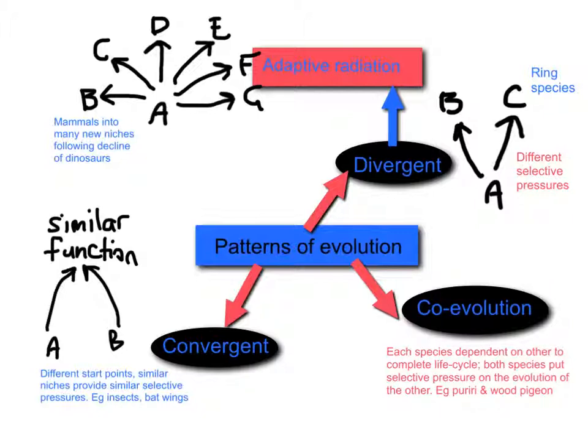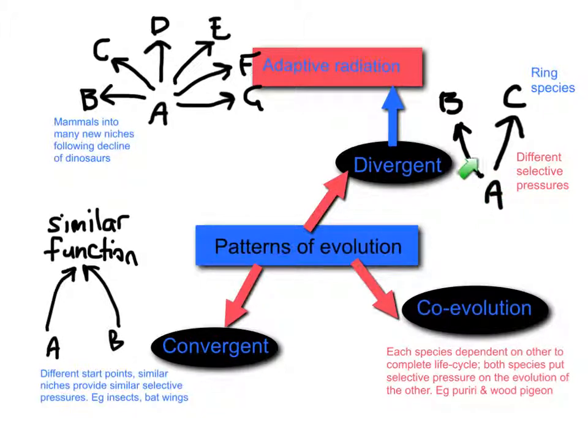Okay, so that means that they're evolving to adapt to their new niches, and if they're not similar to each other, then the structures may end up becoming different, or they may end up evolving so differently that they can no longer breed with each other, hence being different species. So species B, species C. This is where ring species comes into play as well.